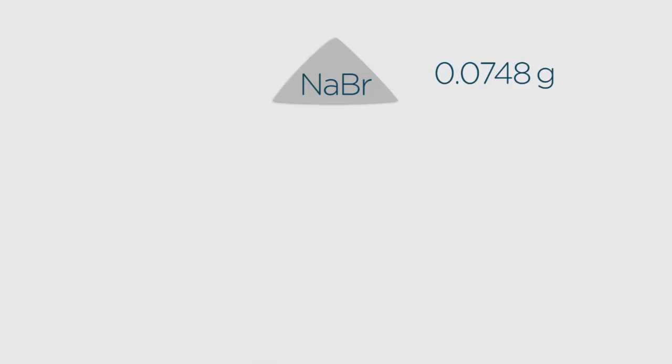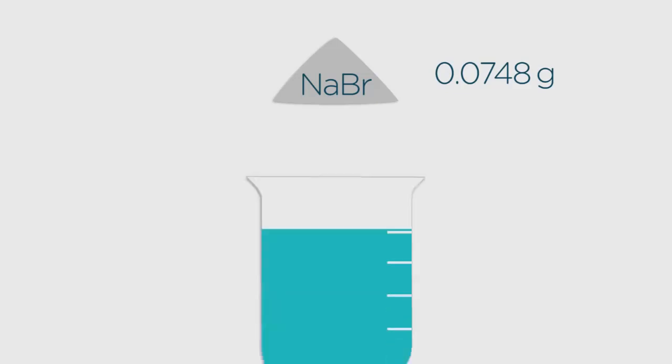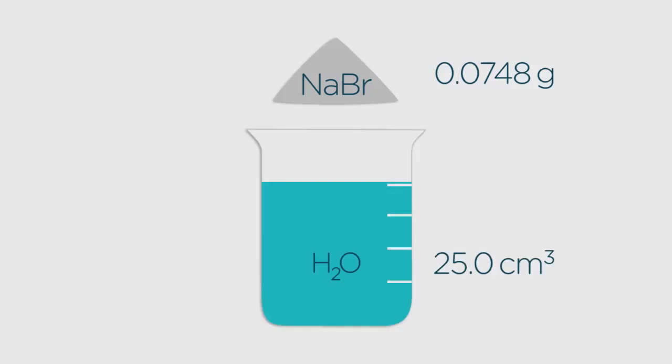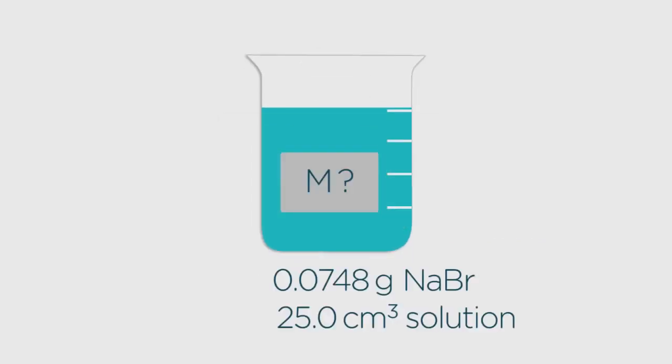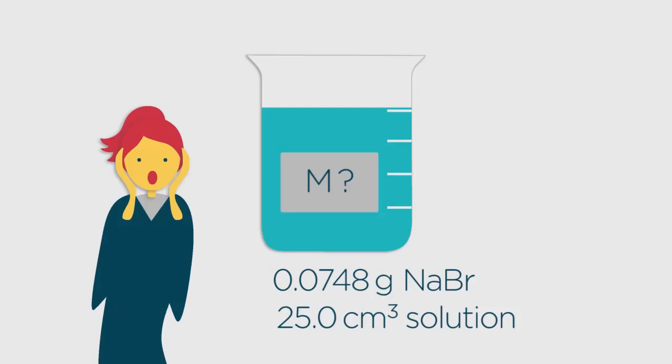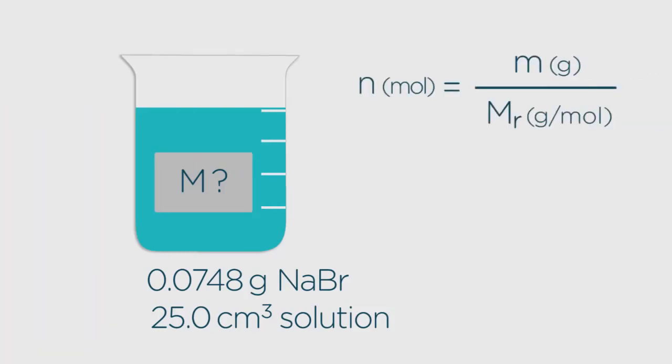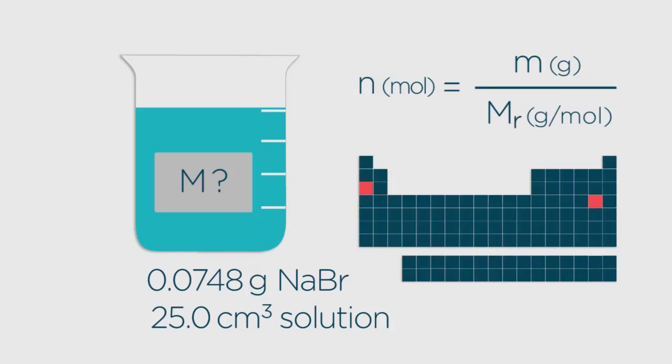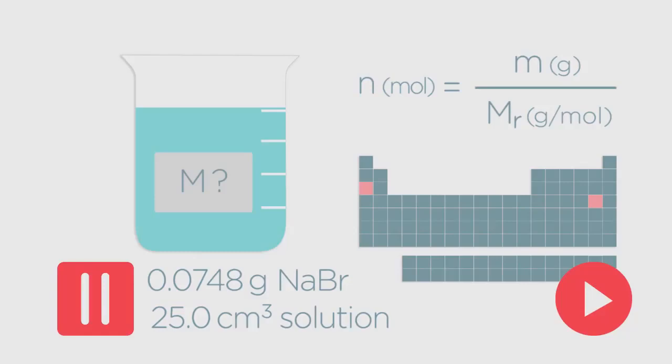Okay, a tough challenge to finish. You've dissolved 0.0748 grams of sodium bromide salt in 25.0 centimeters cubed of water. What's the molarity? Now don't panic. Simply use this equation, which lets you convert mass into moles, and use your periodic table to find the molar ratio of sodium bromide. Pause, calculate, and resume.